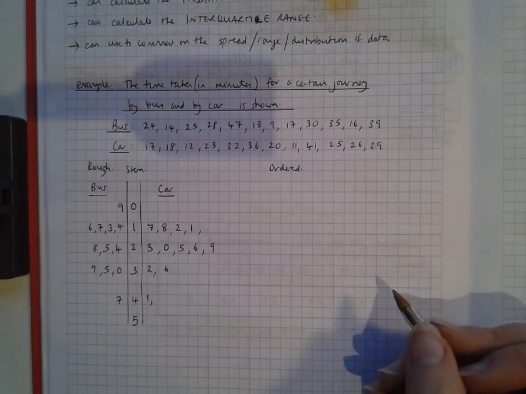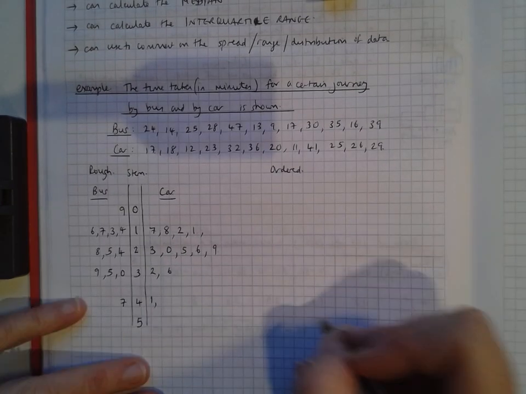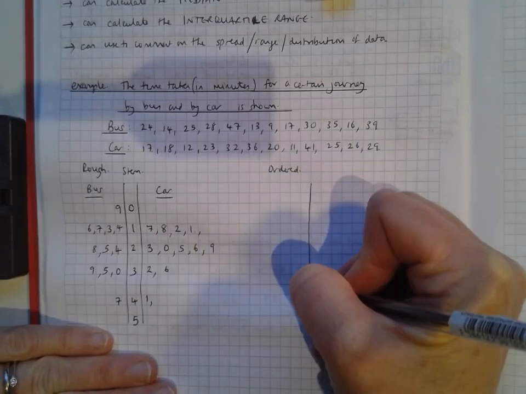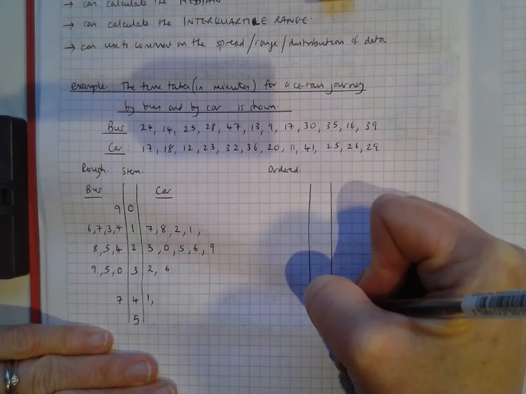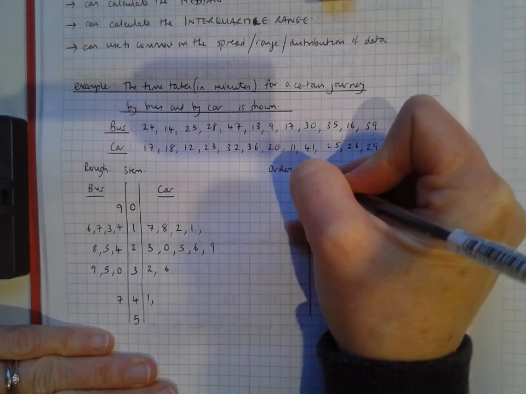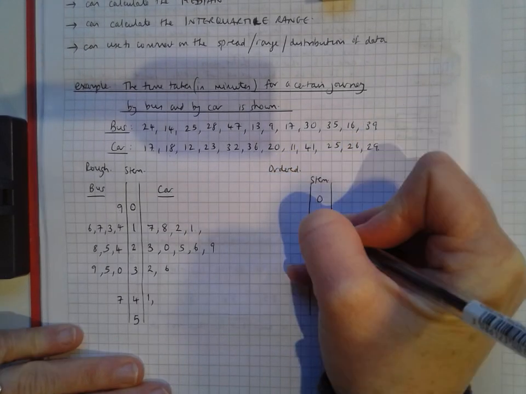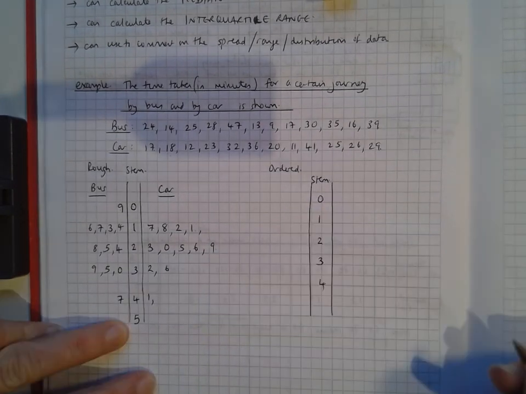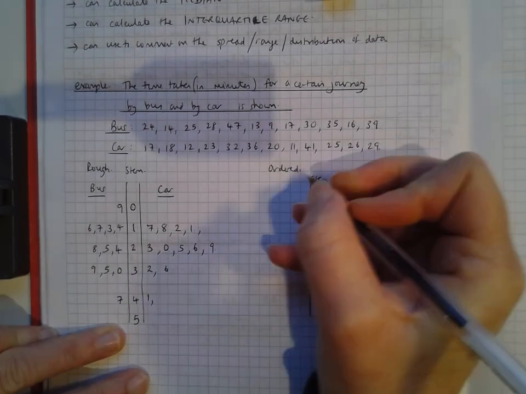So let's look at what an ordered stem and leaf would look like. Again, we put the stem down the middle. Stem, and again we do 0, 1, 2, 3, 4. I see I don't need the 5, so I'll leave that out. This is going to be the car on this side, and this is going to be the bus. And now, so 0, 9.